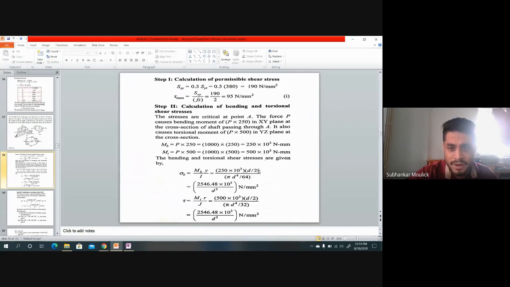So Y is D by 2 divided by I. And for circular cross section, moment of inertia is pi by 64 into D to the power 4. If you substitute all these values in the equation of sigma B, you will get the value of sigma B to be 2546.48 into 10 cube divided by D cube Newton per millimeter square. This is the value of sigma B.